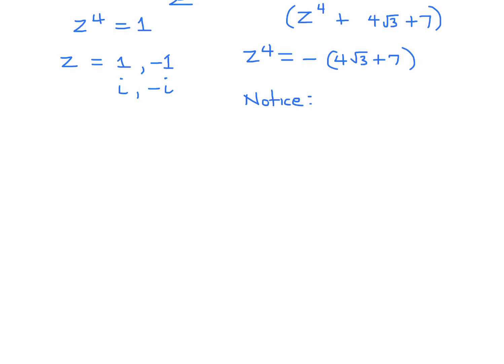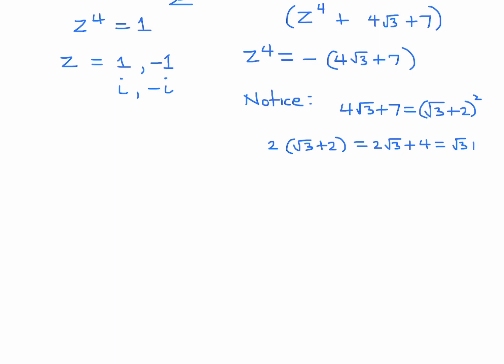If you have 4 root 3 plus 7, that is the same as root 3 plus 2 all squared. You can expand that and see that is indeed true. And then if you have 2 root 3 plus 2, this is the same obviously as 2 root 3 plus 4, and 2 root 3 plus 4 is the same as root 3 plus 1 all squared. You can expand that and see that is indeed true.